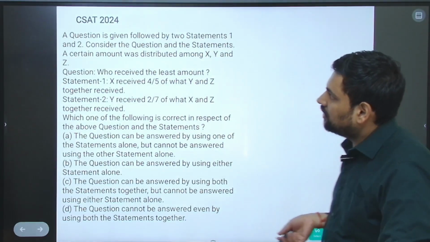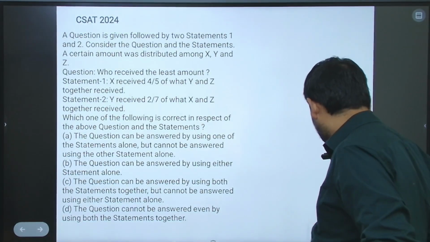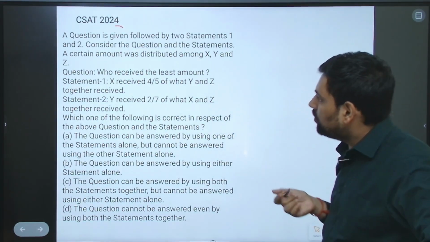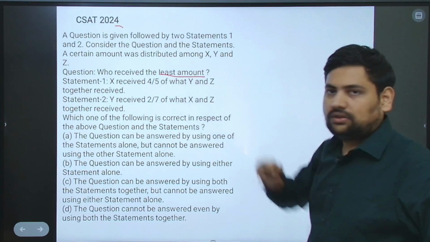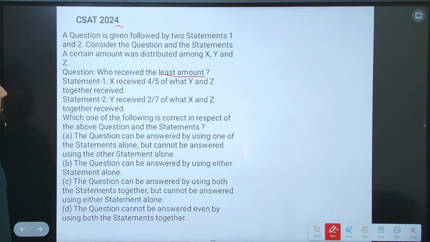So next question, 2024. Okay, yeah, next question. Now it says what? Who received the least amount? Okay, who received the least amount? Now first thing, what is written? Consider the question and statements.